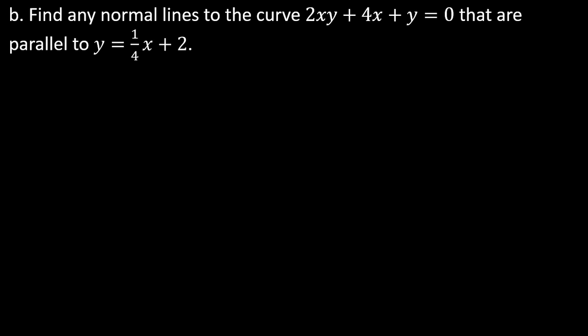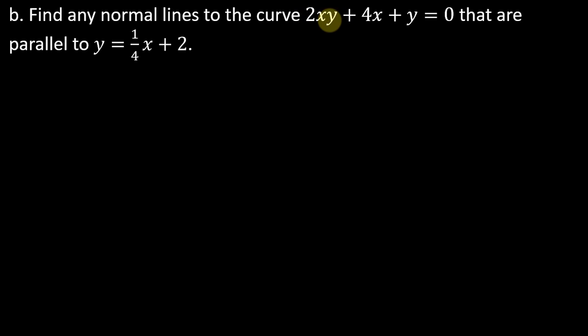So find any normal lines to the curve 2xy plus 4x plus y equals 0 that are parallel to y equals 1/4 x plus 2. So for this particular problem, we're talking about normal lines. Normal lines and tangent lines kind of go hand in hand, so we know we're going to take a derivative of this. So let's go ahead and take the derivative of this thing.